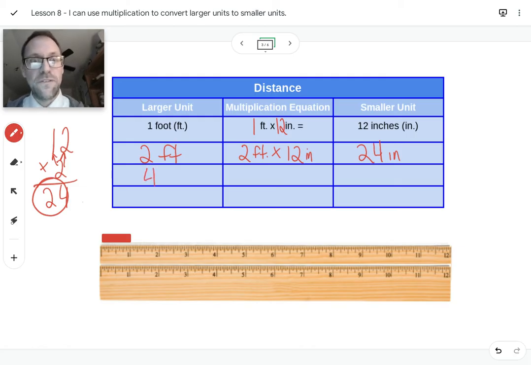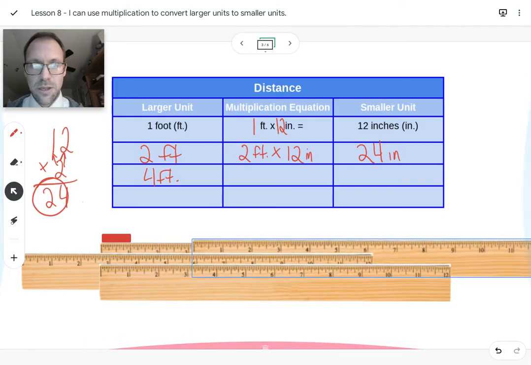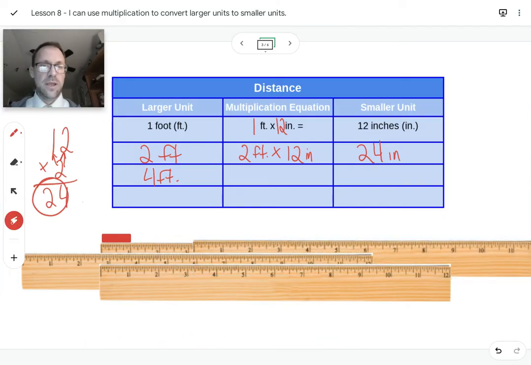What if we had 4 feet? Check this out. I think I might have 4 feet here. Let's see. 1, 2, 3, 4. You see all 4 of them here? I got 1, 2, 3, 4 rulers. Well, we don't want to count all those inches in 4 rulers. That's too much. Let's use multiplication.